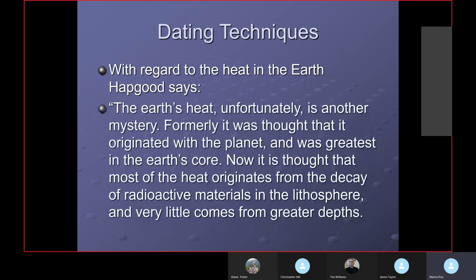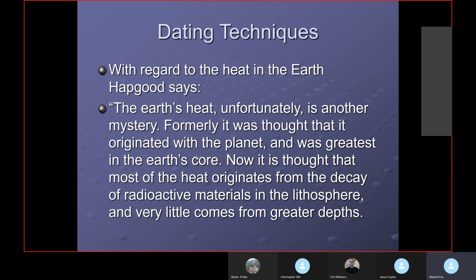Now, Hapgood tells us, and remember, Hapgood's book was endorsed by Albert Einstein. He wrote the preface to it, so be aware of that. So Hapgood had pretty good endorsement. I think some other people endorsed it as well. I have two of his books. He says the Earth's heat, unfortunately, is another mystery. I don't know that Hapgood was a believer in God. I think he might have been an atheist.